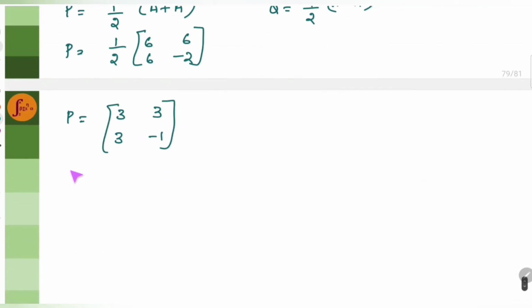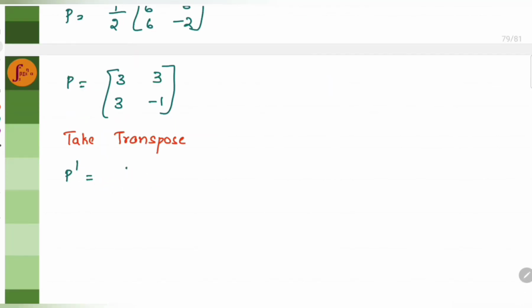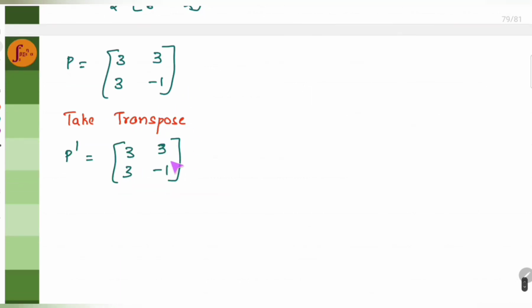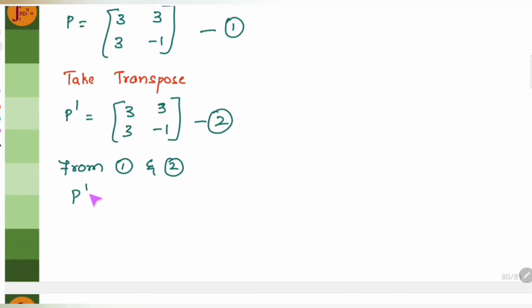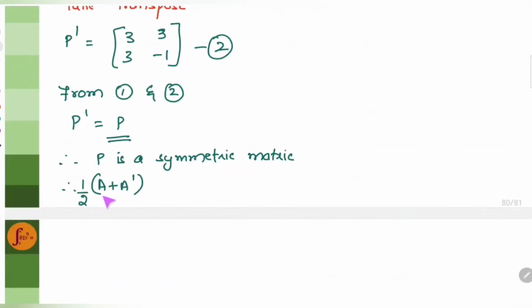Now let's take the transpose. We will get P transpose is equal to 3, 3 and 3, minus 1. So if you look at both of these, P transpose is equal to P. Say this is 1 and this is 2. From 1 and 2, P transpose is equal to P, correct? Therefore, P is a symmetric matrix. And what is P? We assumed P to be half into A plus A transpose, which is a symmetric matrix.